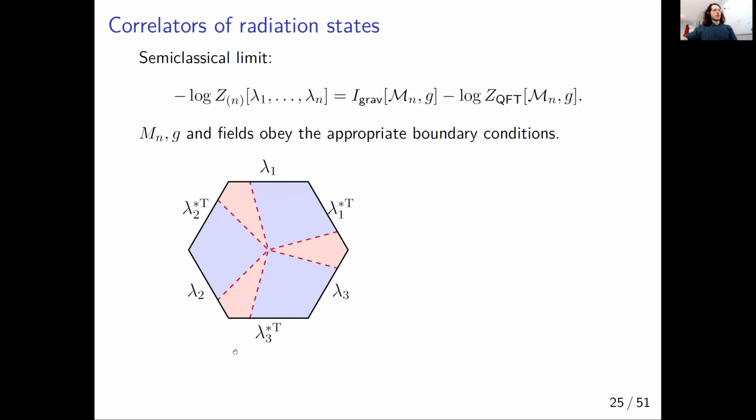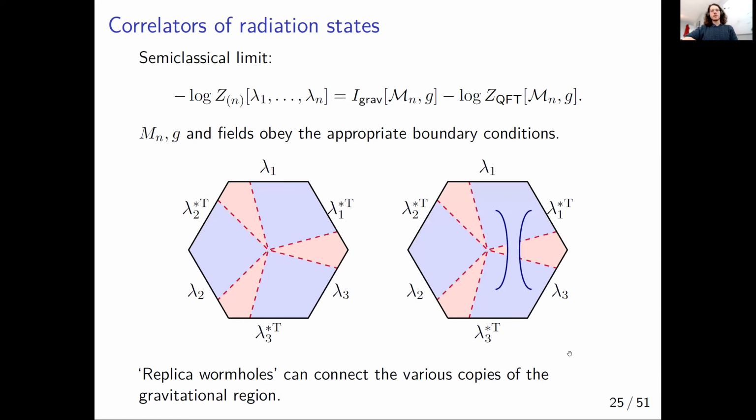But really, this is one example, but really the key insight that led to the island formula, at least in this semi-classical setup, is that we should allow all of the possible topologies that connect the different gravitational regions in the partition function. So for example, we could have a configuration that instead looks like this. And so there's a wormhole connecting the first and third copies. And these kinds of wormholes are known as replica wormholes.